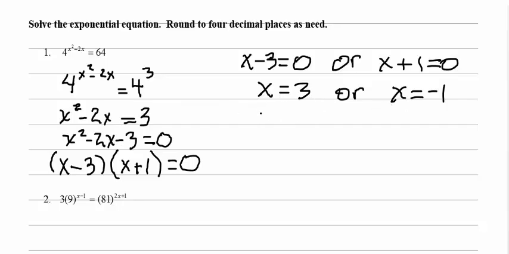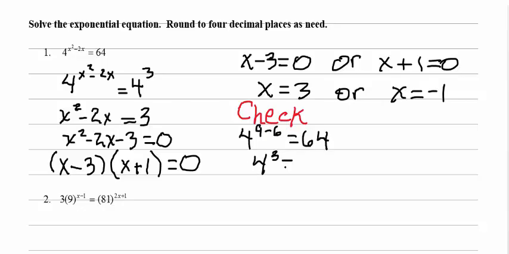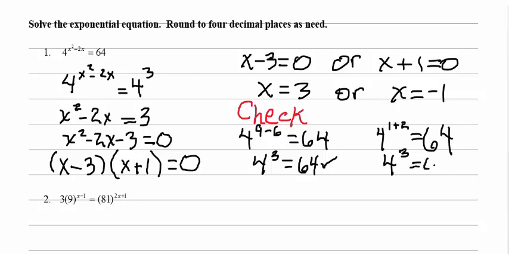And I can check this. The check is not going to be required unless you're asked to show it, and I'm going to just show you the check on this one. I'm going to replace all x's with 3 to get 4 to the third equals 64, and we know that's true. When you square 3, you get 9 minus 2 times 3, which is 6. When I let x equal negative 1, when I square negative 1, I get 1. Negative 2 times negative 1 is plus 2. Again, I get 4 cubed equals 64, which we know is true.